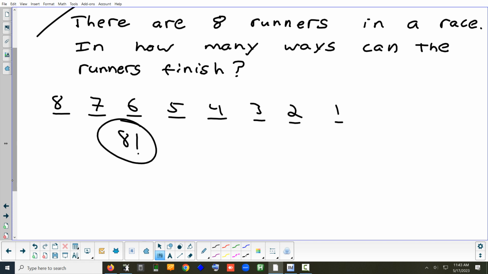It doesn't matter what you do. So that would be 8 factorial. That's small enough we could do it out, but I'm just going to leave it. So any question on that one? And again, that's an example where the order is important. It makes a difference if John finishes first and Sarah is second, or Sarah's first and John's second. There's a difference.